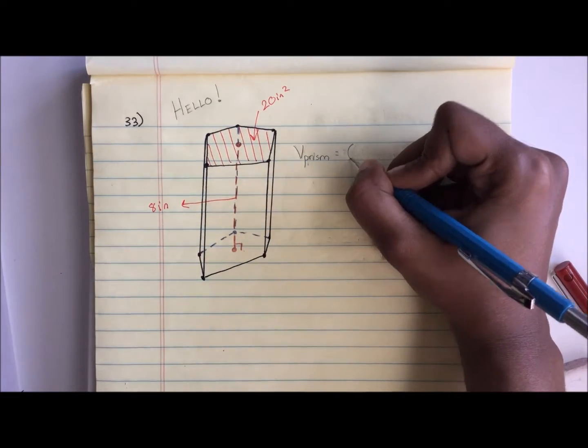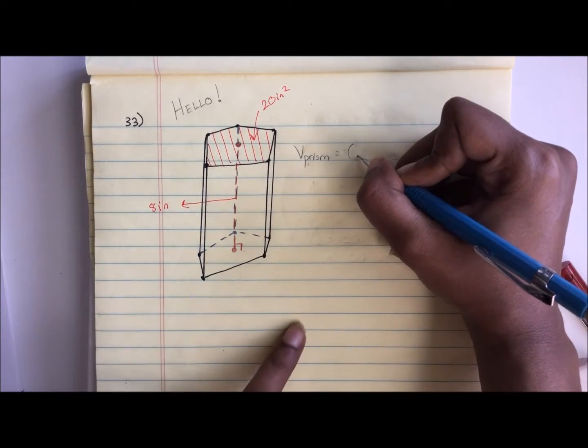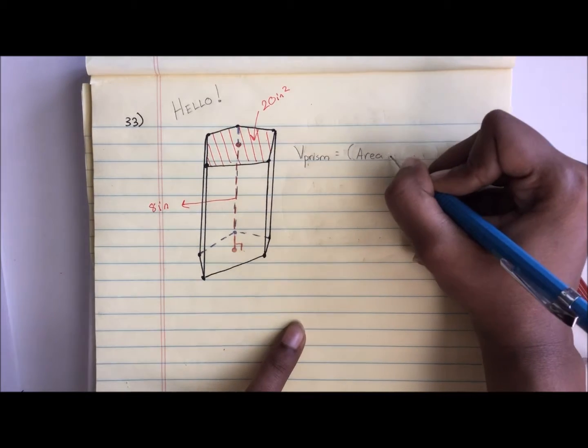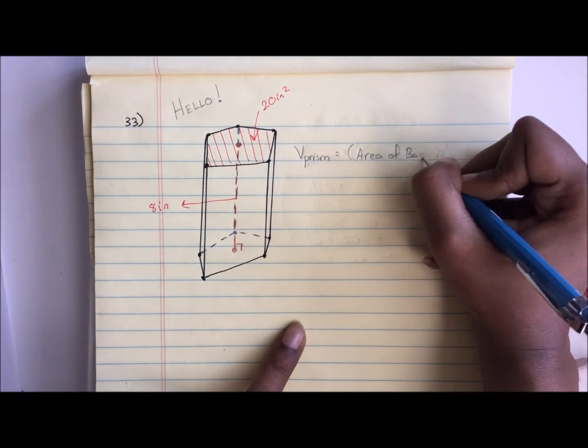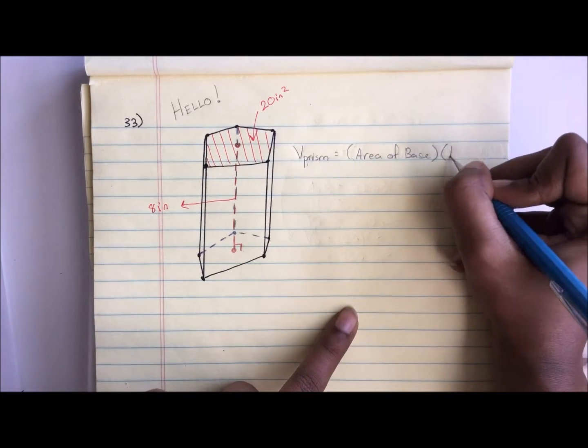So let's write that down. To determine the volume of a prism, it's the area of the base times the height.